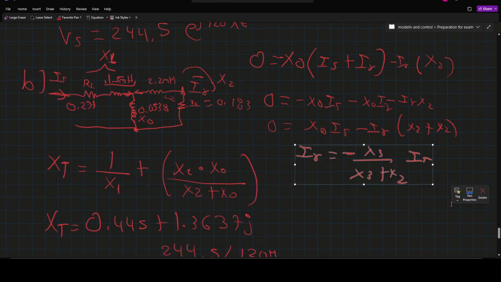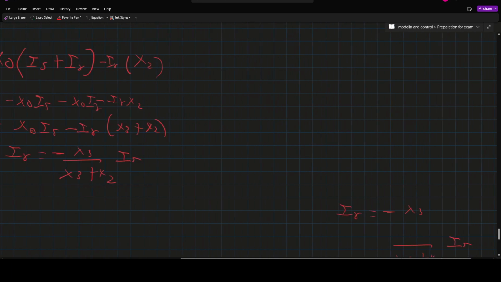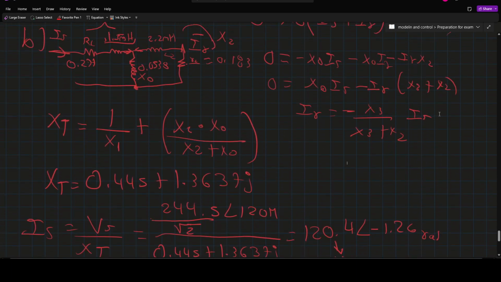Okay, I don't know. It's copying but not copying everything. Well, okay, this is our IR. This doesn't want me to move it. I don't know why.